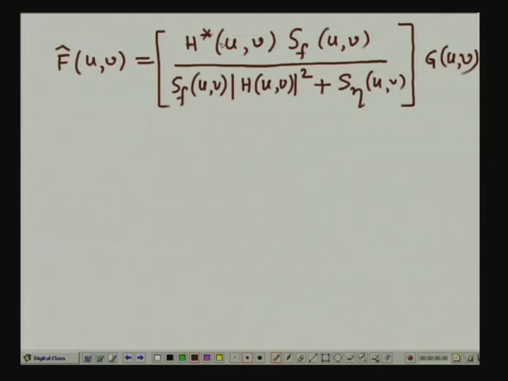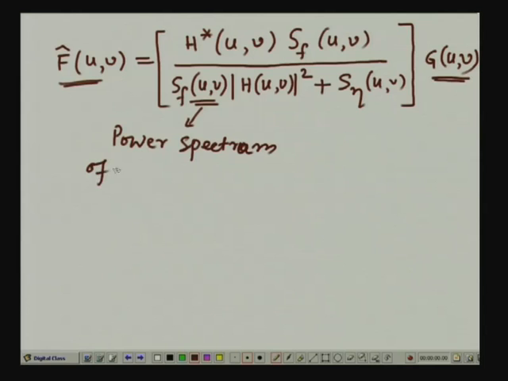where H star indicates the complex conjugate of H(u,v), and G(u,v), as before, is the Fourier transform of the degraded image, and F hat(u,v) is the Fourier transform of the reconstructed image. And in this particular case, this term S_f(u,v) is the power spectrum of the original, undegraded image, and S_eta(u,v) is the noise power spectrum.